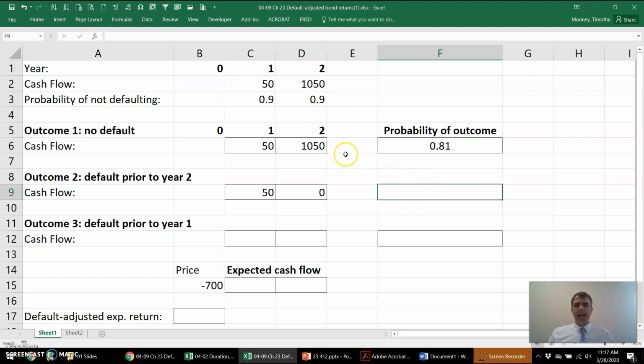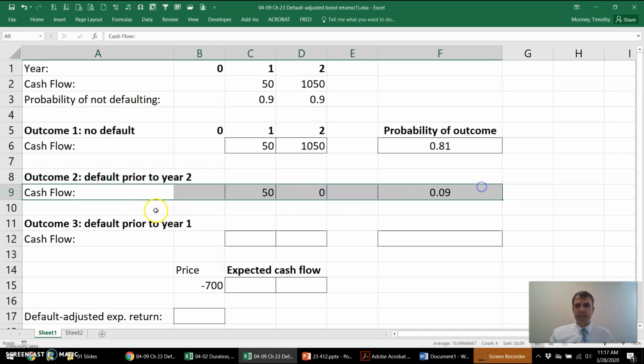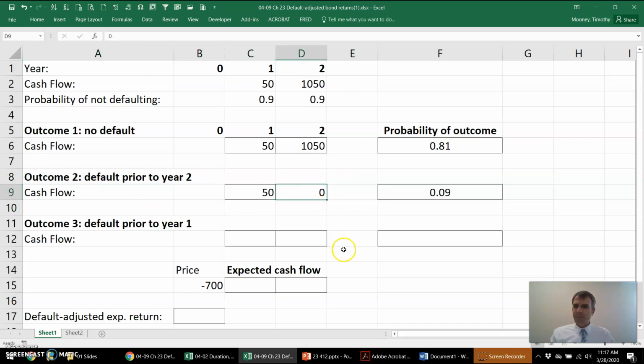And so the chance of that happening is, well, the probability of receiving the first coupon payment is 90%, right? And then the probability of default in year 2 is 10%, right? So the probability of this second outcome happening is the probability of the first coupon payment happening successfully times 1 minus the probability of not defaulting, right? There's a 10% chance that this year 2 cash flow will be equal to 0 in this model. So there's a 9% chance of a default after the first coupon payment in year 2, right?